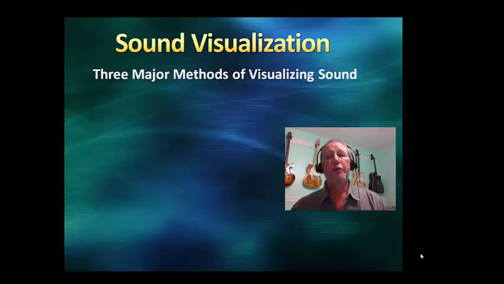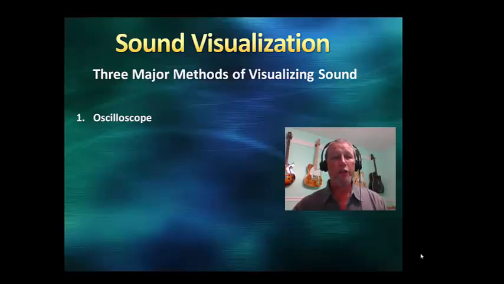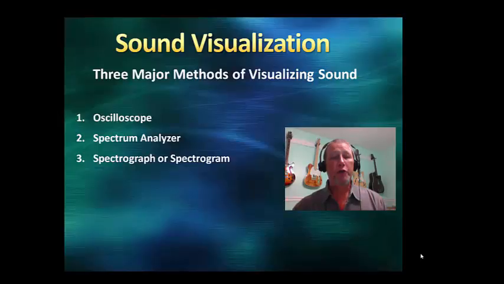So there are three major methods for visualizing sound. There are others out there, but these are the three main ones that would pretty much cover every aspect or every need you would have in troubleshooting or optimizing your sound chain. The three are the oscilloscope, the spectrum analyzer, and the spectrograph or spectrogram. Now, all three of these utilize almost the same functions. They use amplitude and they use frequency.